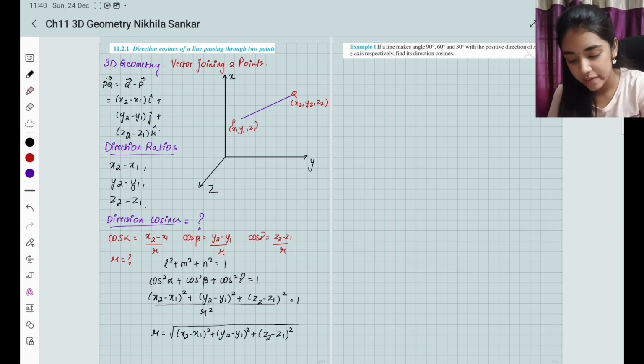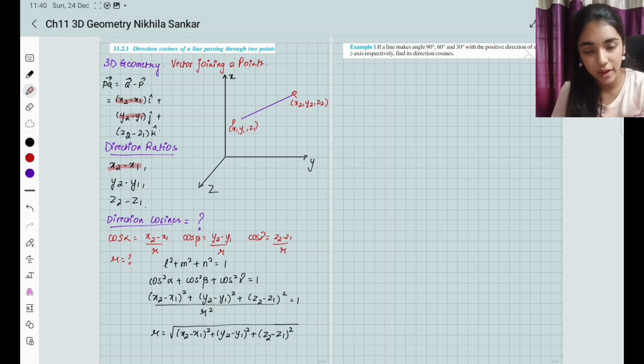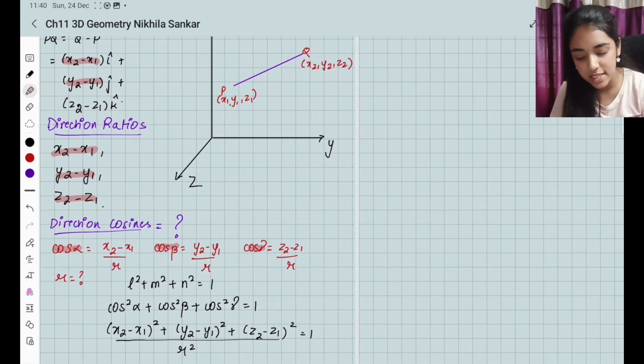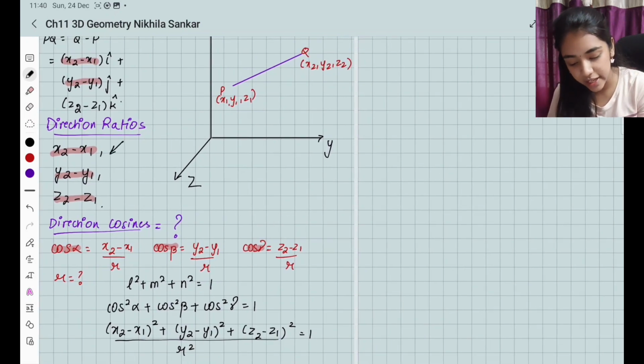Now, what do I have? The direction ratios are going to be x2 minus x1, then y2 minus y1, the components of I, j and k. Okay, y2 minus y1 and z2 minus z1. இதெல்லாம் வந்து direction ratios. Okay, இப்போ direction cosine என்ன? Direction cosine, we learnt it to be cos alpha, cos beta and cos gamma. But what are the ratios going to be?